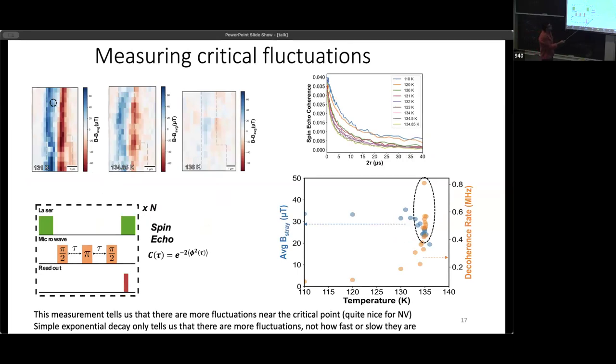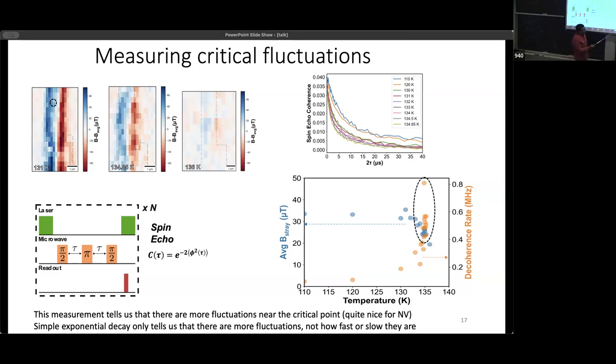Okay, so what do we do? We do this kind of spin echo measurement in chromium sulfur bromide as we approach this phase transition. So what you see here is the coherence as a function of time. Time here is in microseconds. And this is done for different temperatures as I approach the phase transition. And as a first cut, you can just fit this decay to a simple exponential, and you can extract out a coherence rate, a rate at which decoherence happens. And you can study how this decoherence rate changes as a function of temperature.